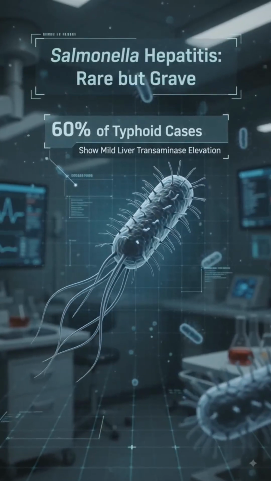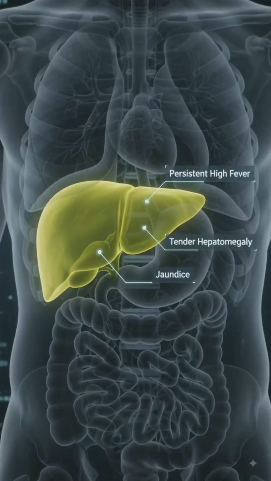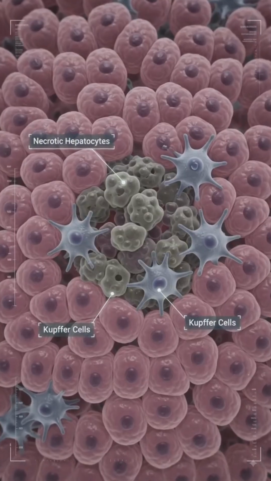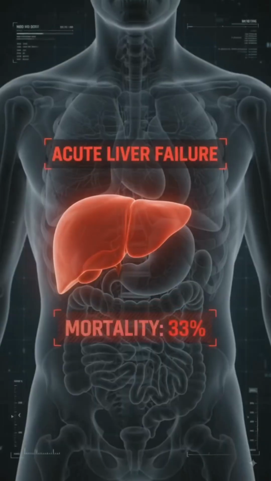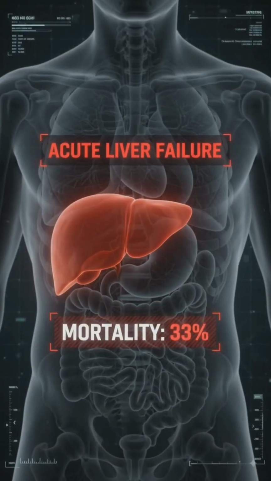Salmonella hepatitis is a rare but severe complication. It presents with high fever, liver enlargement, and jaundice. Unrecognized, the mortality rate can be as high as 30%.